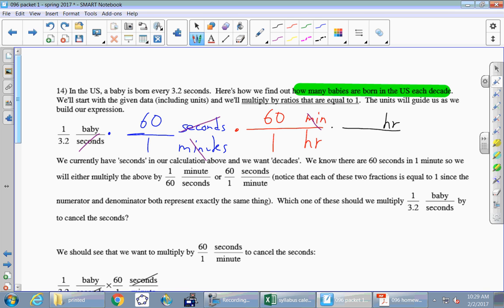What's the next bigger time unit? Day. Put your 1 next to the bigger one. 1 day is bigger than 1 hour. And then 24 hours is equivalent to 1 day. And then we cancel hours. Okay, I think we've got 2 fractions left.